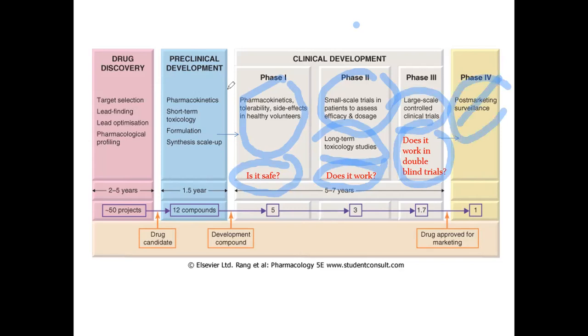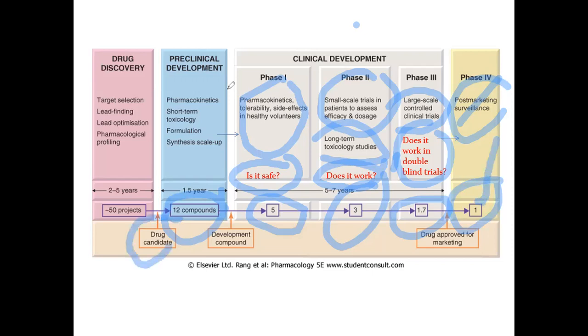If you look at these projects in the drug discovery phase, suppose there are 50 projects. When it comes to the preclinical development, only 12 compounds are recruited. When it comes to phase 1, only 5 compounds have come. What happened to the 7 compounds? They did not fulfill the criteria. Probably they were not efficacious, or there were some side effects. In phase 2, from 5 compounds there are 3 compounds. What happened to 2? They might not have met the safety aspect. When it comes to phase 3, 1.7 compounds are there. What happened to 1.3? Again, they might not have met the criteria of safety and efficacy. But when it comes to post-marketing surveillance, 1 compound is coming into the market.